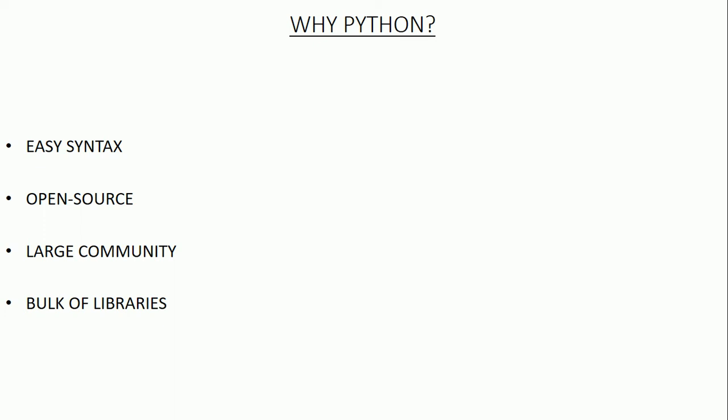And last, bulk of libraries. There are so many libraries in the world which are made on Python and which are really useful. Some of them are, like for AI we use TensorFlow and OpenCV, and for data analysis we use Pandas, NumPy and others. And one more is multiple use cases where we can use Python. We can use it in web development, automation, desktop applications, AI, data analysis and so on.